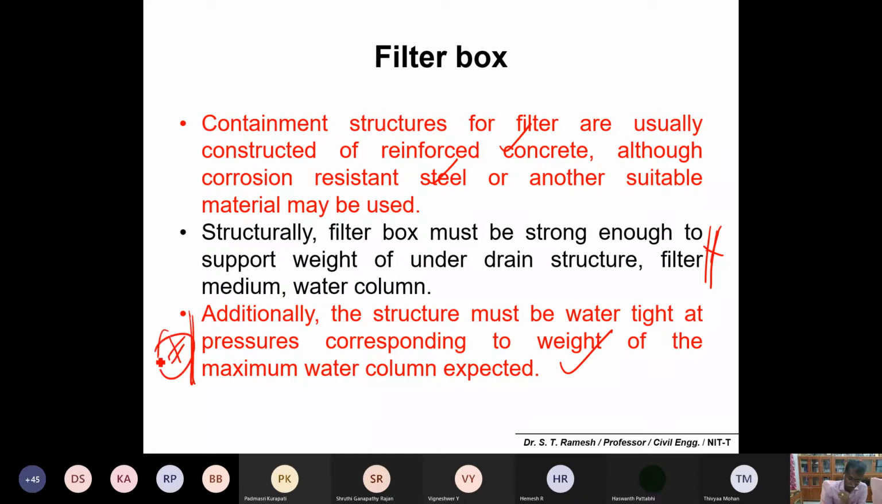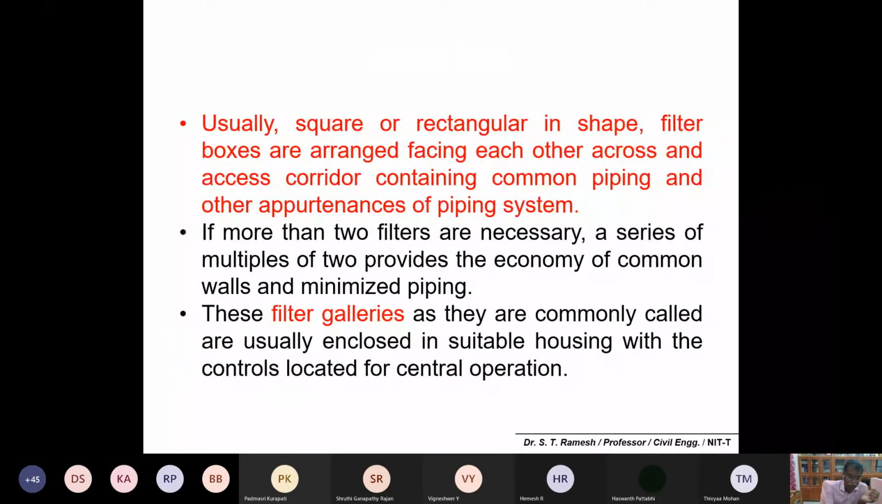So please make a note on this. The filter box has to be designed very strong enough to retain all your filter bed and water column, as well as your underdrain structure. Usually this filter box can be designed as either square or rectangular in shape, and if it is more than two, that is called filter galleries.